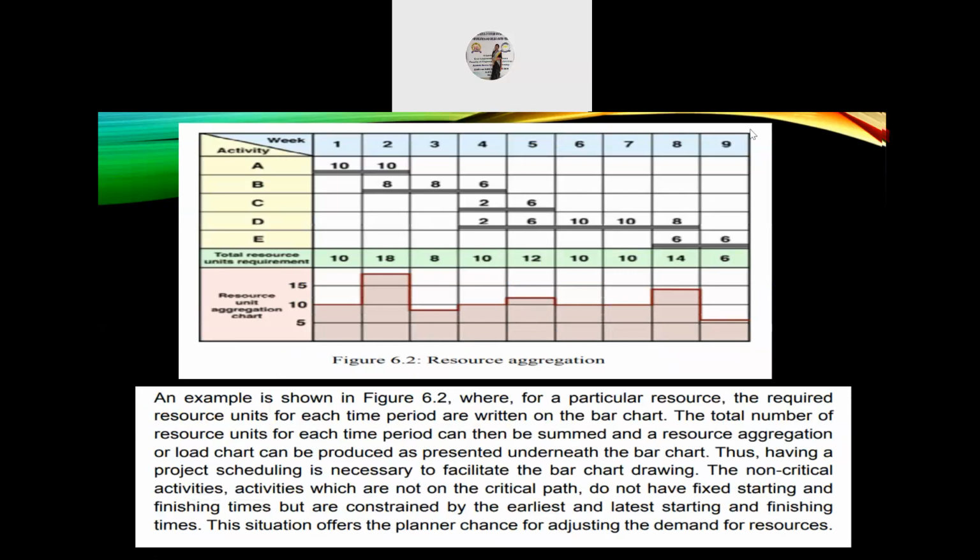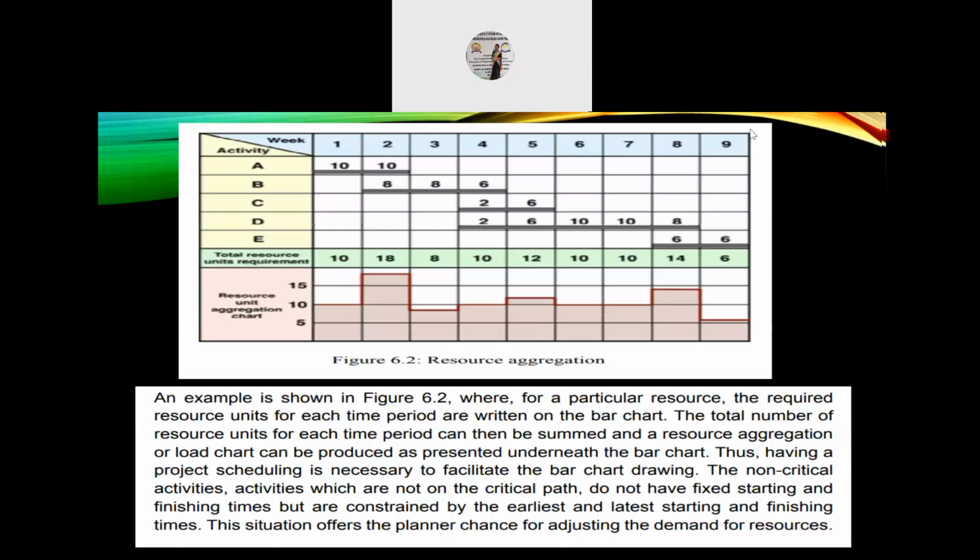As I say this, you just look at the figure. An example is shown in figure 6.2, where for a particular resource, the required resource units for each time period are written on the bar chart. The total number of resource units for each time period can then be summed, that is added or aggregated, and a resource aggregation or load chart can be produced as presented underneath the bar chart. Thus, having a project schedule is necessary to facilitate the bar chart drawing.